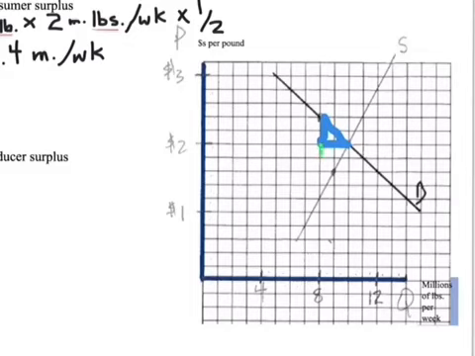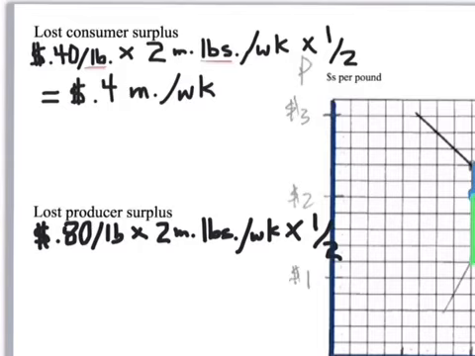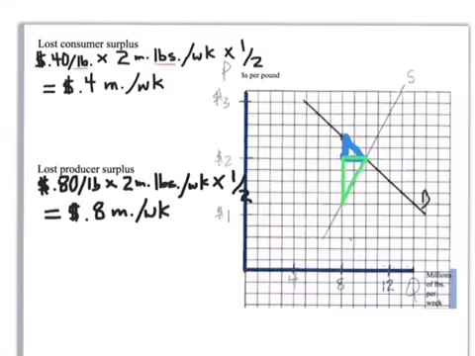The bottom part of the deadweight loss triangle represents the loss of producer surplus. So that area is going to be 80 cents per pound times 2 million pounds per week times a half, giving us $8 million per week in lost producer surplus in the bottom part of the deadweight loss triangle.